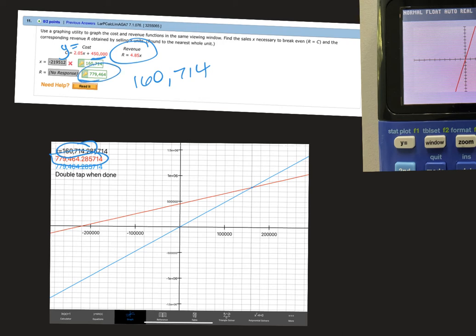Then take that, plug it in, and that's what the y is, which is 779,464. So as far as a question on a quiz or a test with this stuff, you would not have to use the graphing utility. You would just set it equal to each other and solve for x, like the example we did in the notes. It would be like that. You probably will not have your graphing utility on this kind of a question.